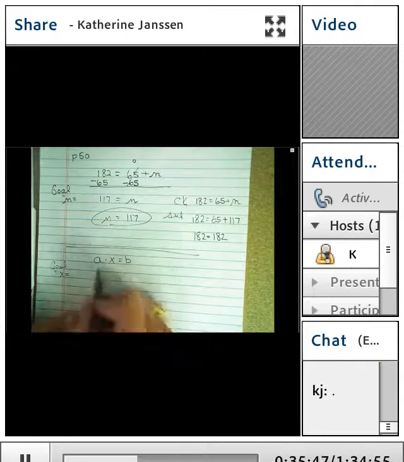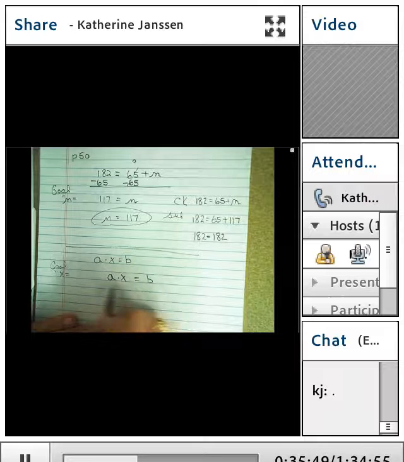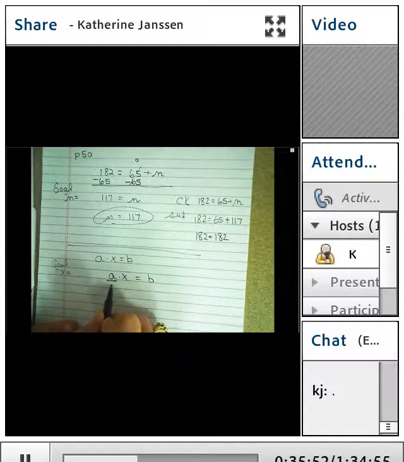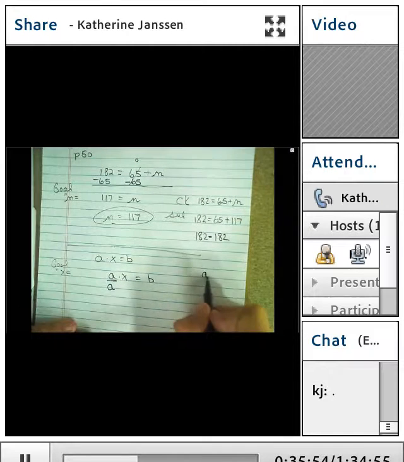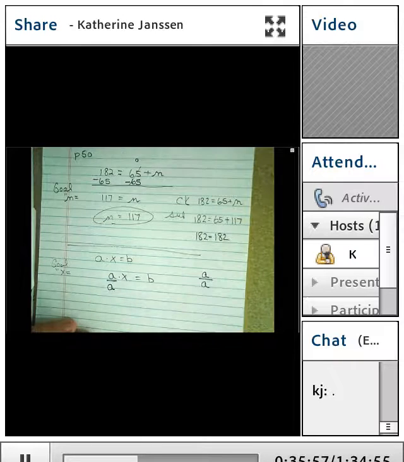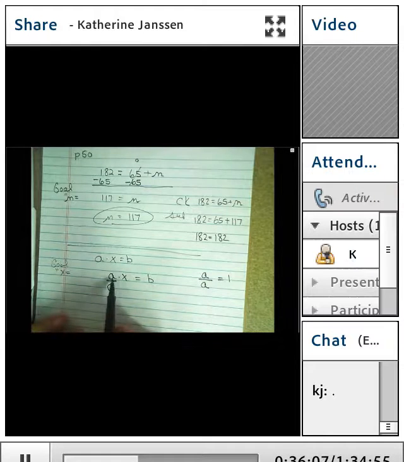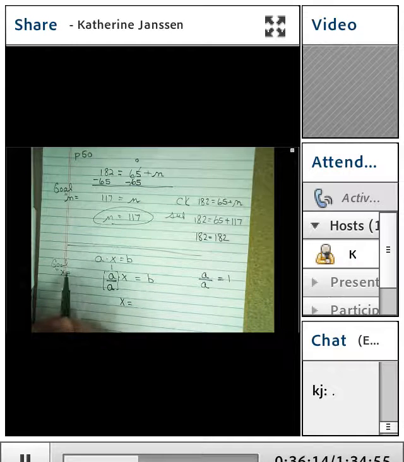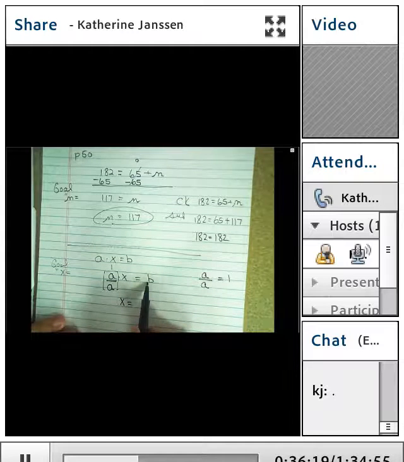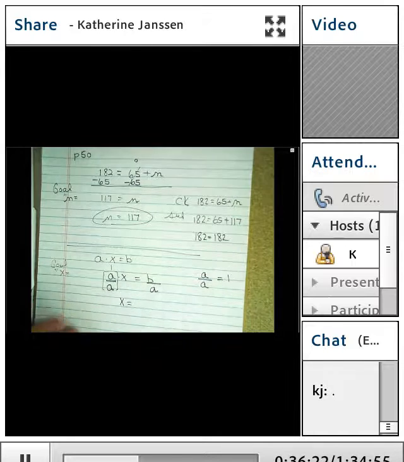If I divide a by a, any number divided by itself is equal to 1. Remember, we can't divide by 0, but otherwise, any number divided by itself is equal to 1. So I have another name for 1 here. And 1 times x would be x equals. I'm getting pretty close to my goal. But if I divide one side of the equation by a, I'm going to have to divide the other side of the equation by a.